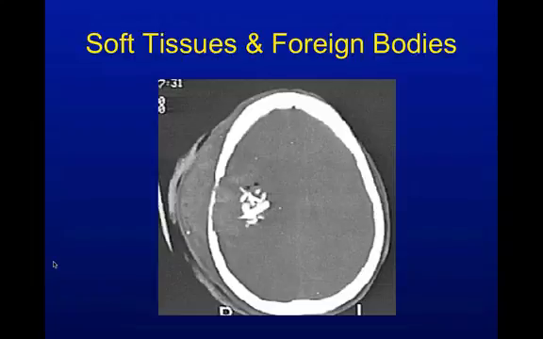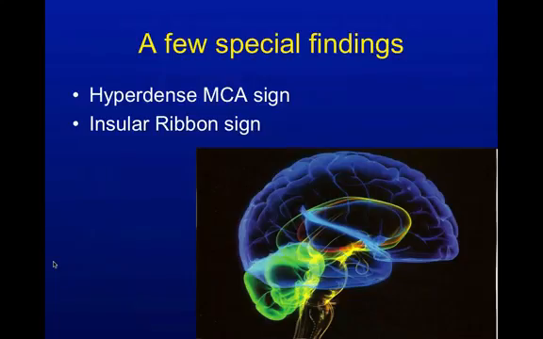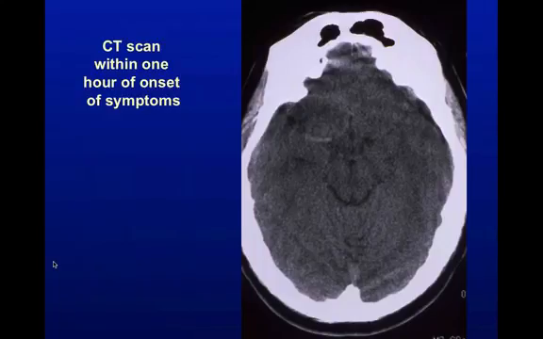So penetrating injuries. Don't forget, the clue may be, oh yeah, here's all that soft tissue swelling, and yep, there's the stuff penetrating the cranial vault. A couple of extra special things, especially in doing stroke work: the hyperdense MCA sign and insular ribbon sign. So let's take a look at those.